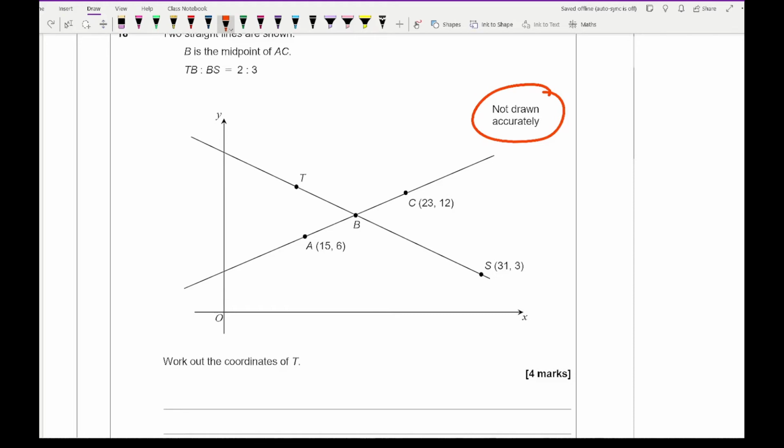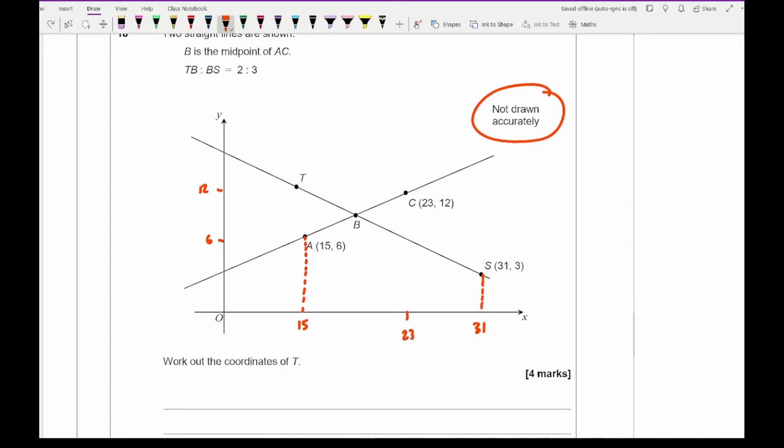Now to make your life a little bit easier, one thing I would suggest with these types of questions is to try and label the axes based on the coordinates. So this point here is 15 and this point here is 6. This point here for S is going to be, well, I don't think we actually need that, but let's just put that there. So that's 31, and this point here for C is at 12, and that's also 23. So it's all along those lines.